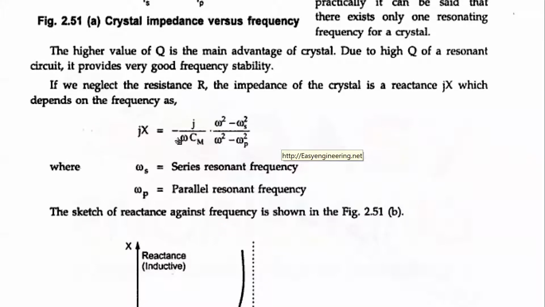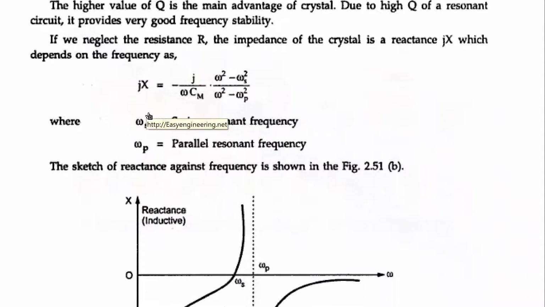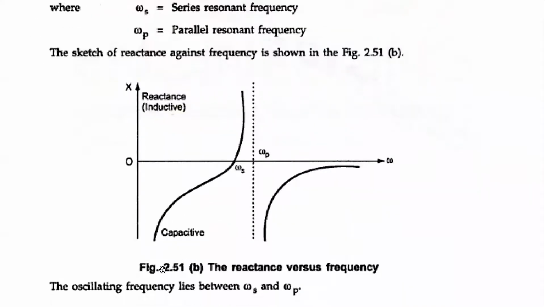But here, if you are taking omega as 0, this entire term is becoming minus infinity. So the impedance offered will start from minus infinity for low values of omega or low values of f. Omega is 2 pi f, so f is omega by 2 pi. 2 pi is constant, so the graph for f or omega, the shape will be the same.